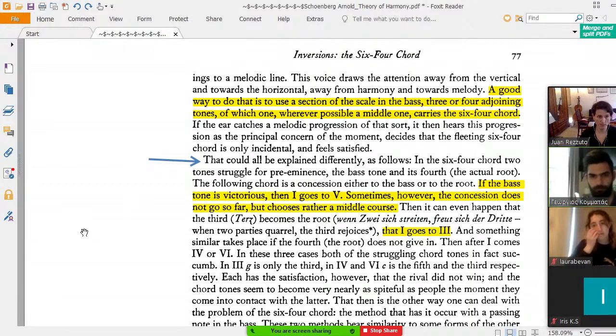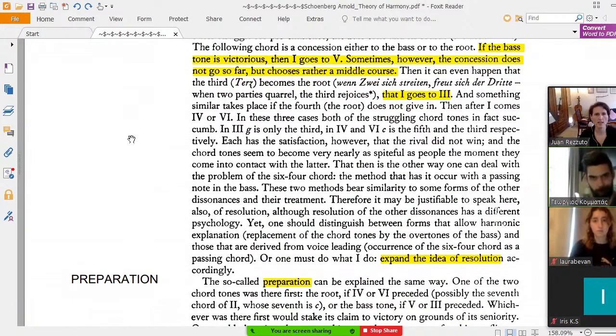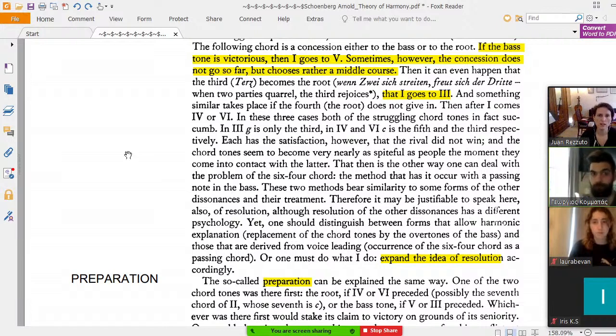All the examples are in C major, okay? So the G, C, and E chord goes to G, B, and D. So first in the 6-4, the bass says, yes, I'm going to give in, and it goes to the fifth. Sometimes, however, the concession does not go so far, but chooses rather a middle course. Then it can even happen that the third, that is the third in German, becomes the root. And then it's like, von zwei sich streiten, freut sich der dritte: when two parties quarrel, the third rejoices. That one goes to the third.